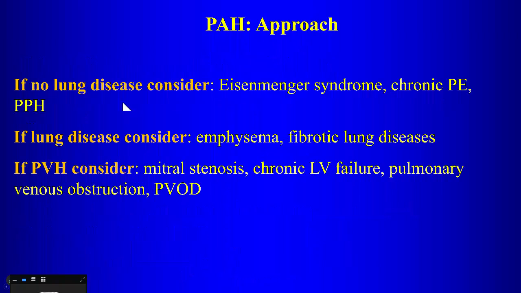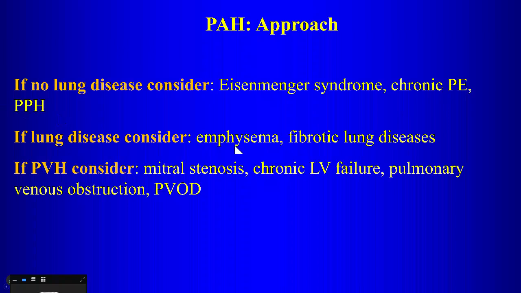So if there is no lung disease on the chest radiograph, what are the things to think about? Underlying congenital lesion resulting in Eisenmenger syndrome, chronic thromboembolic disease, idiopathic pulmonary hypertension. Remember that idiopathic or primary pulmonary hypertension is a diagnosis of exclusion. If there is lung disease, well, what's the lung disease?